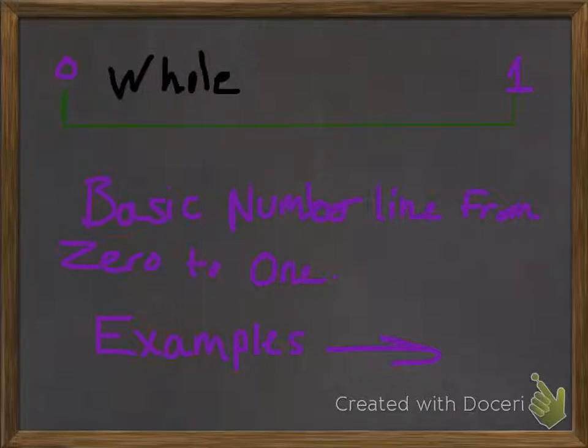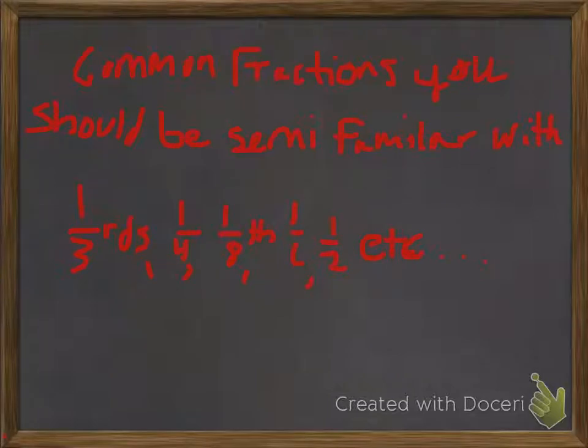This is just the basic line from 0 to 1 that I'm showing. And I just want to clarify that we're using this as your whole from 0 to 1 today. Just some common fractions you should be semi-familiar with that we're going to use for some examples: thirds and fourths and eighths and sixths and halves, etc. And so let's just take a look at a number line and go from there. So let me just draw a line here for a minute.